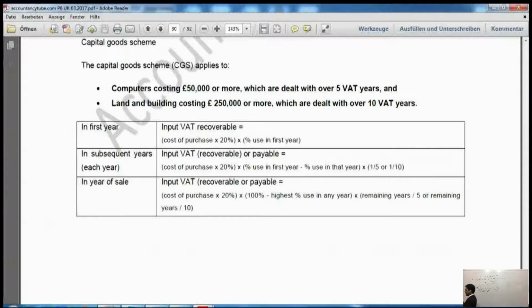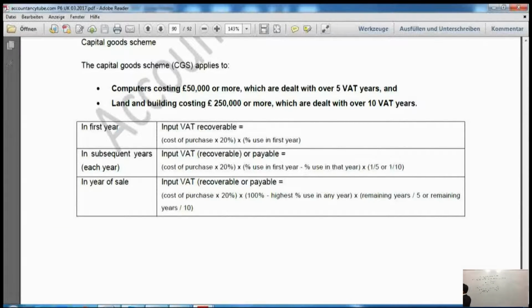Now it says the capital goods scheme applies to computers costing £50,000 or more. As I said, these are special computers, costing £50,000 or more, which are dealt with over 5 VAT years. So you can recover the VAT in 5 years. And land and buildings costing £250,000 or more are dealt with over 10 VAT years.